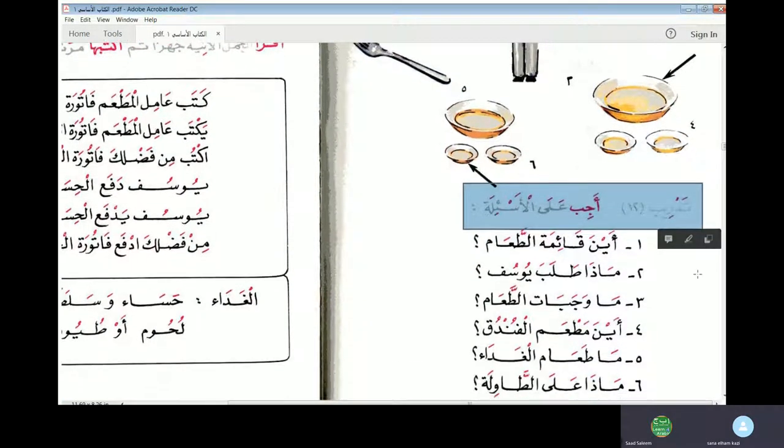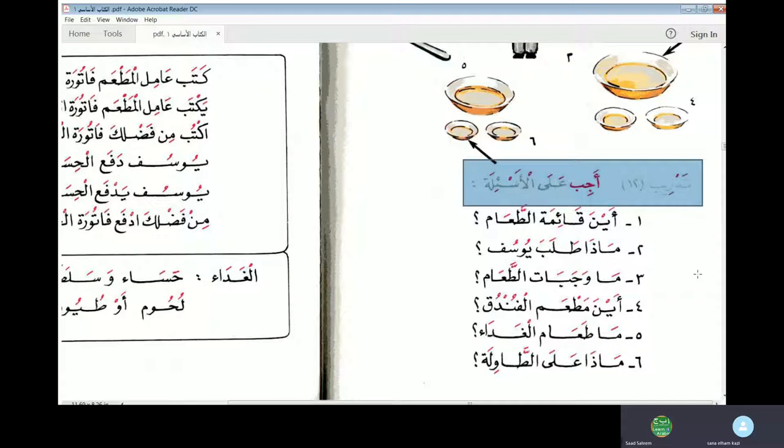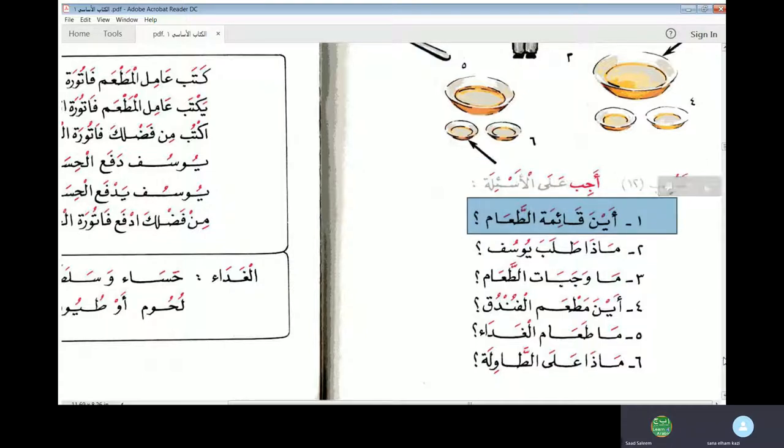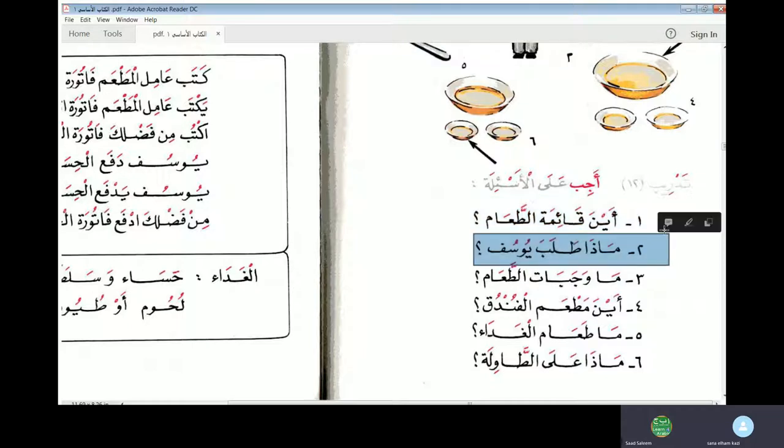Okay, next, exercise twelve. Answer the questions with a complete answer. Where is the menu, food menu? The food menu is on the table.